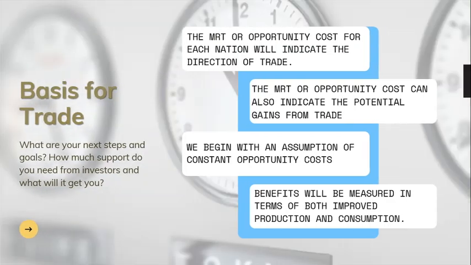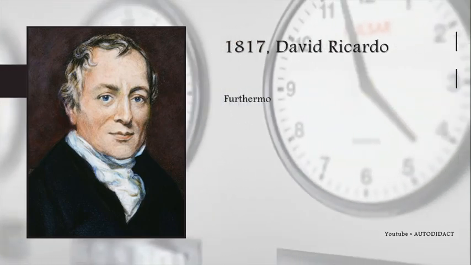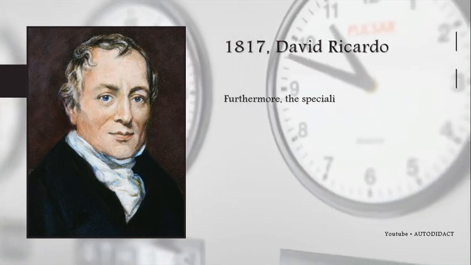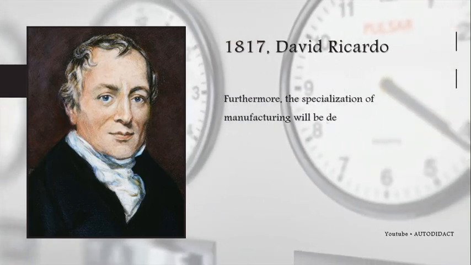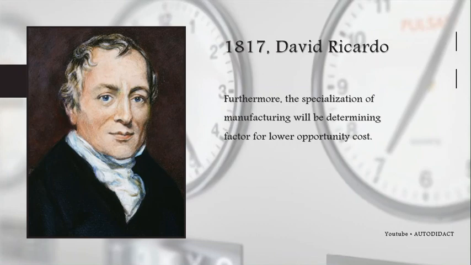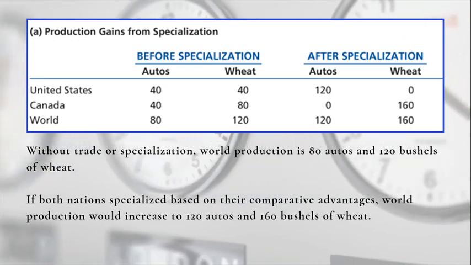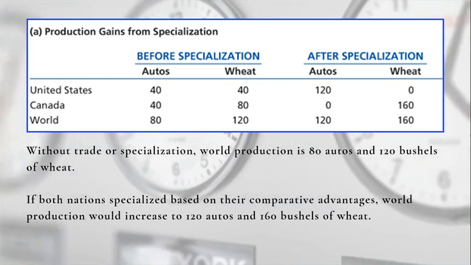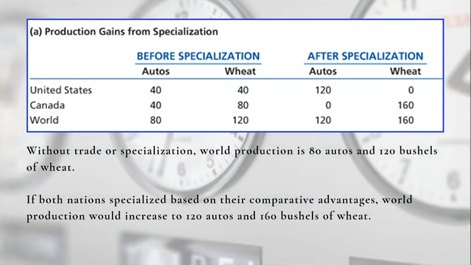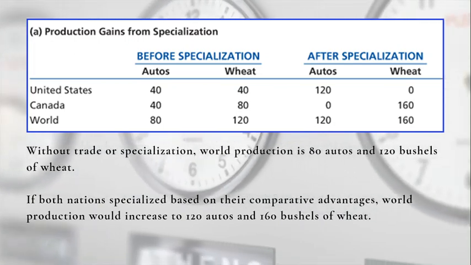Extending his theory, the specialization for making a product will be determined by lower opportunity cost. Let us understand how this is going to determine the flow of trade for the goods. Now, instead of the United Kingdom, we have Canada, which is equally good at making autos as the United States. We can see that when the countries are not trading or specializing, the total world production is 80 autos and 120 bushels of wheat. But, as postulated in the theory, if they do international trade based on their comparative advantages, world production would increase to 120 autos and 160 bushels of wheat.